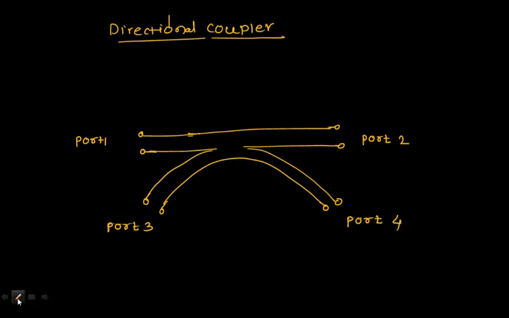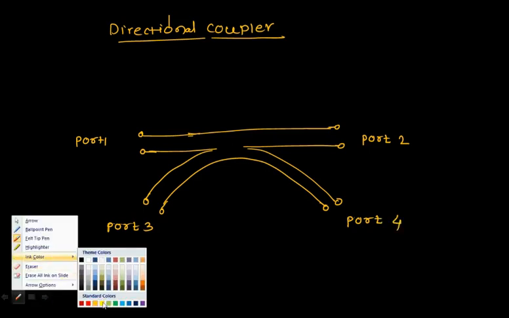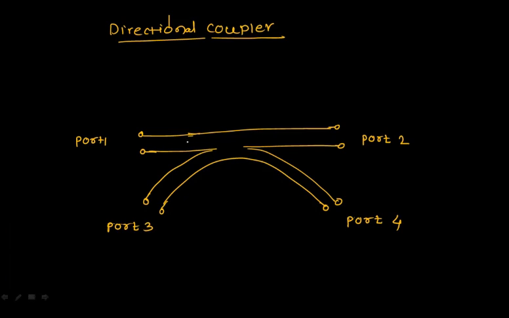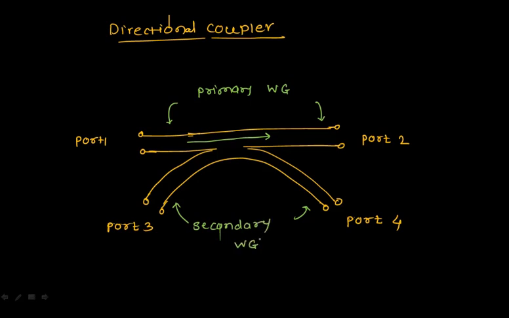Now, whenever I have 4 ports, how will the power flow? If these are the collinear ports, whatever power I give will go in this direction, and these waveguides will be called the primary waveguides. This waveguide will be called the secondary, or auxiliary, waveguide. I'm writing WG for waveguide. So this is port number 1, port number 2, port number 3, and port number 4. This is nothing but the coupling of the main waveguide with the auxiliary waveguide.